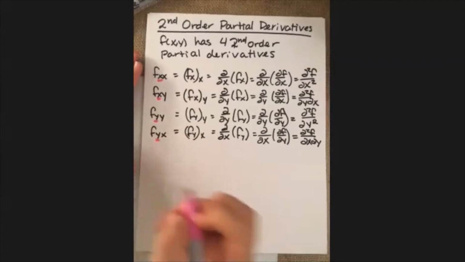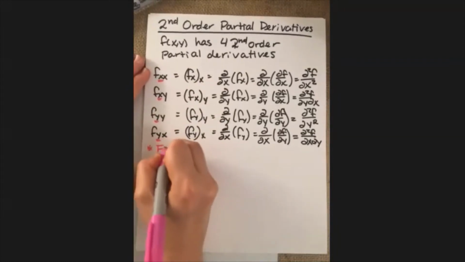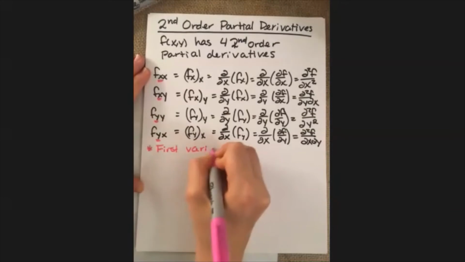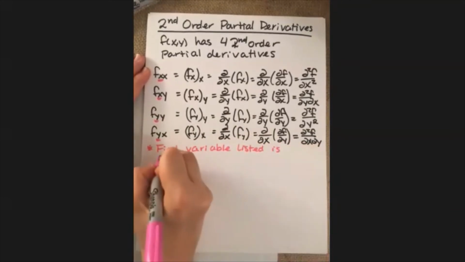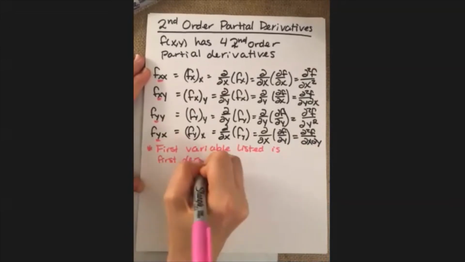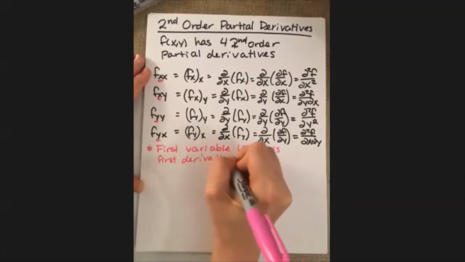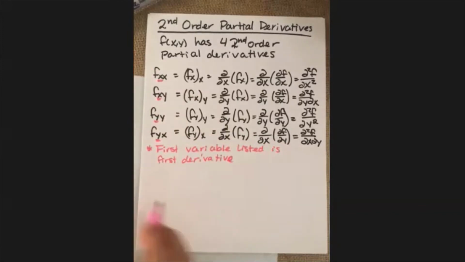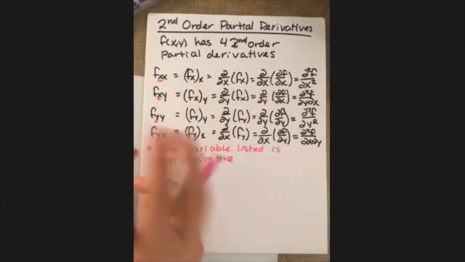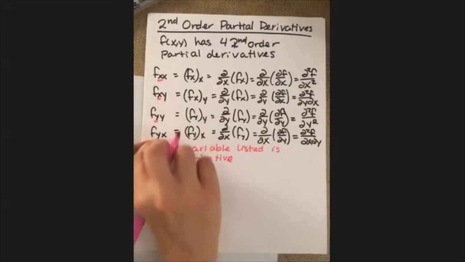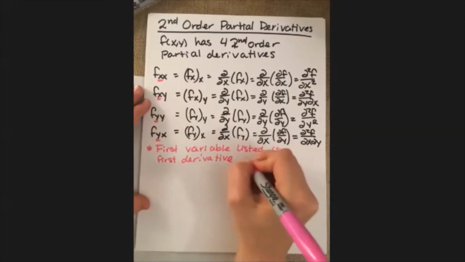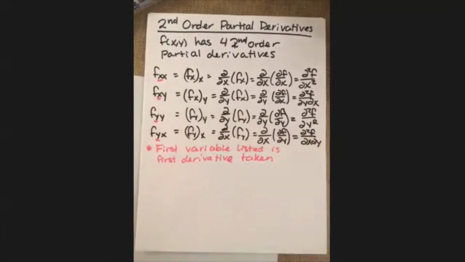Okay, something that I do want to point out is notice that the first one listed is the first derivative taken. It's easy to get the notation turned around, so I just want to highlight that we always read from, it's going to sound kind of intuitive, I guess, from left to right, but just make sure that this is the first derivative that you're taking. Okay. All right, let's work some examples.